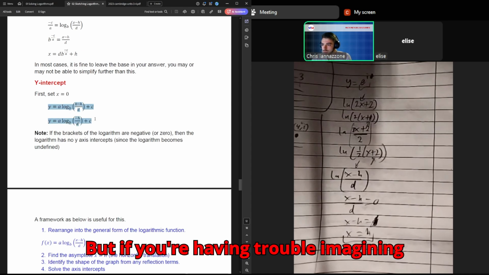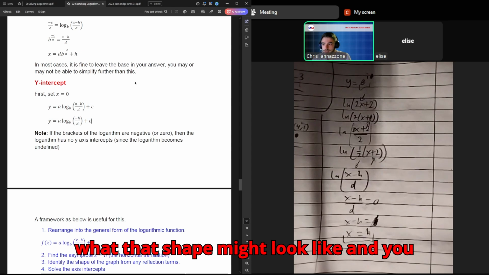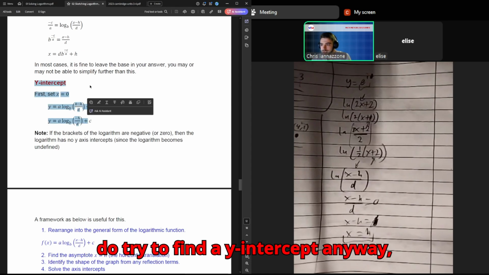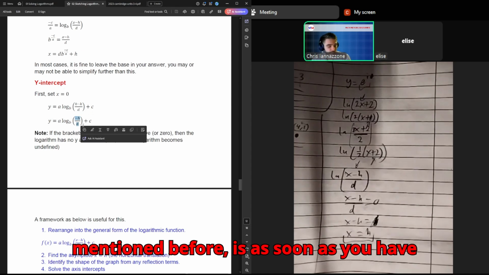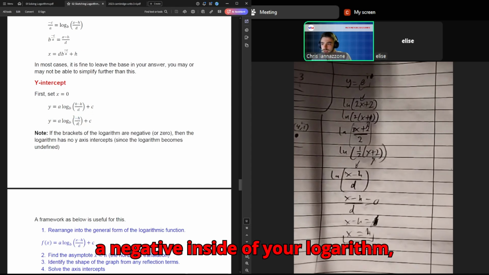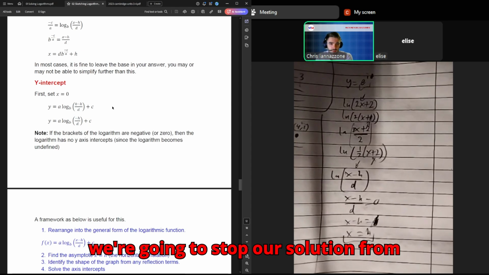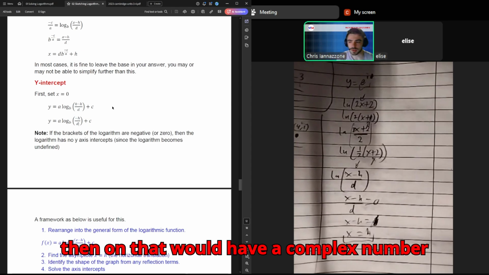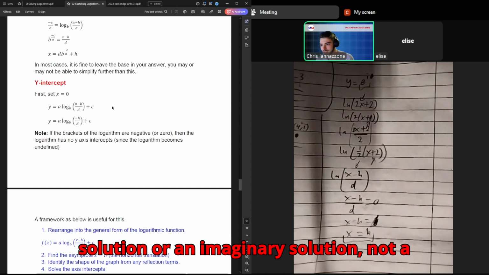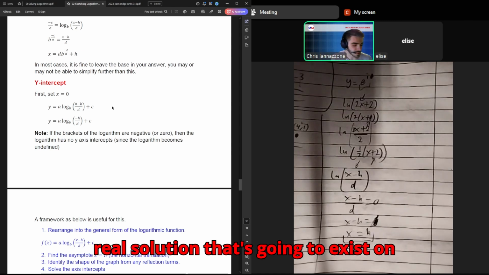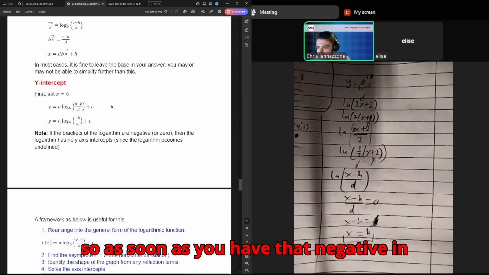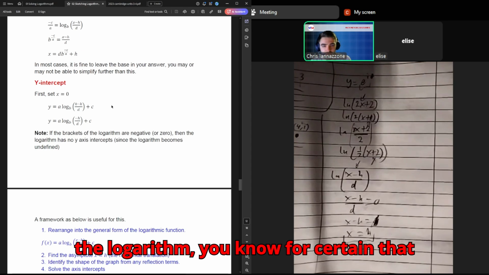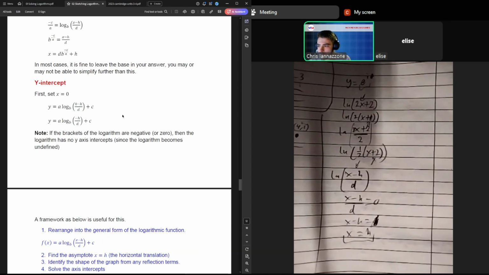But if you're having trouble imagining what that shape might look like and you do try to find a y-intercept anyway, the thing to watch out for, as I mentioned before, is that as soon as you have a negative inside of your logarithm, we're going to stop our solution from then on. That would have a complex or imaginary solution, not a real solution that's going to exist on our xy axes. And so as soon as you have that negative in the logarithm, you know for certain that this is not going to have a y-intercept.